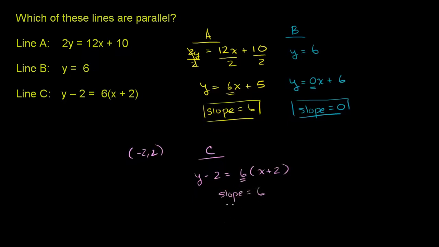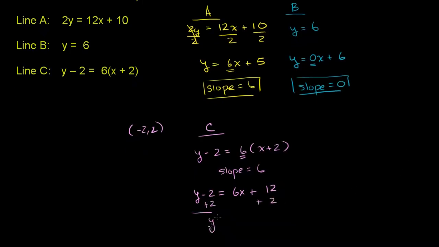And sometimes people are more comfortable with slope-intercept form. So let's put it in slope-intercept form just to confirm that if we put it in this form, the slope will still be equal to 6. So if we distribute this 6, we get y minus 2 is equal to 6x plus 6 times 2, which is 12. And then if you add 2 to both sides of the equation, you get y, because these guys cancel out, is equal to 6x plus 14. So you see, once again, the slope is 6.